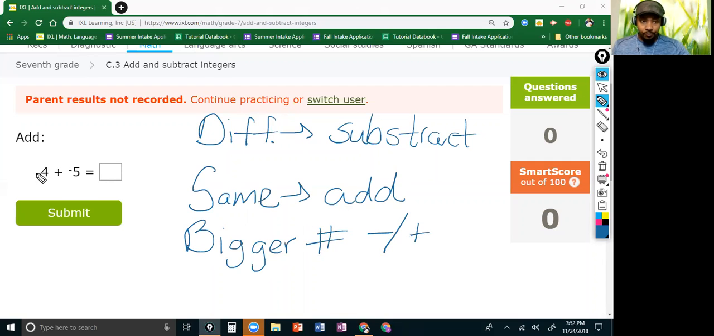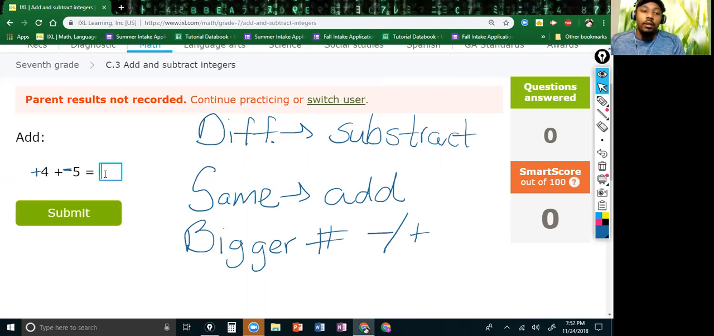So here, 4 is positive and 5 is negative. So that means we need to subtract. 5 minus 4 is 1. And then the bigger sign is 5. So that means it was going to be negative 1. So negative 1.